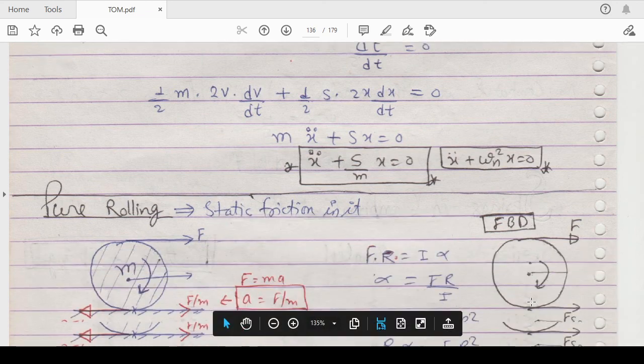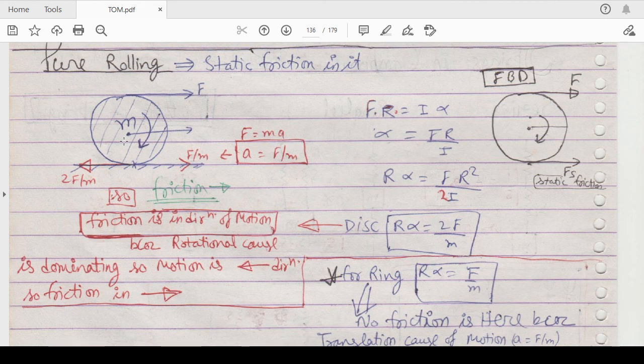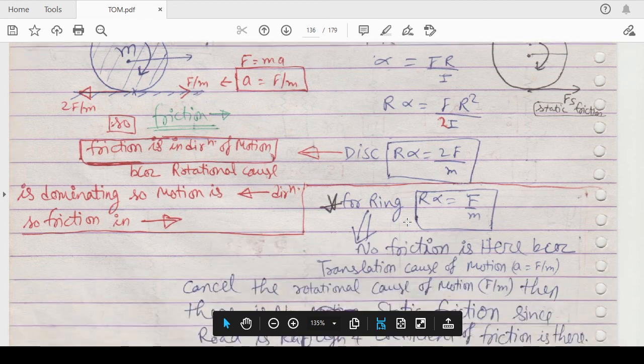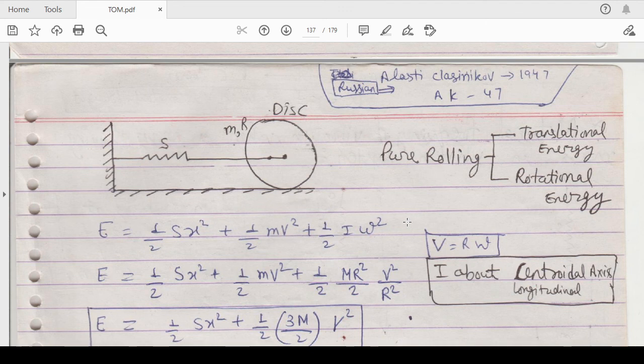Now let's understand what pure rolling is. In pure rolling there is static friction, which means this particular ball will be rotating about the same point without any kind of oscillation, or I will say any translation or linear movement. Okay, so the friction is in the direction of motion. In this way you can also calculate different kinds of rotations as well as the moment of inertia for different kinds of objects. In pure rolling there are two kinds of energies: translational energy and rotational energy.